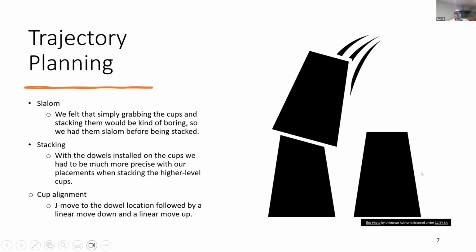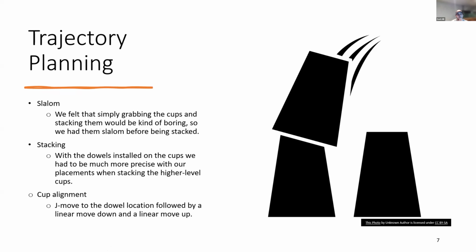And then for the higher level cups, the second row, they had to be stacked between the dowels, and we didn't have a lot of space. So that's where we were relying on the precision of the ABB robot. We got in there manually, then went directly up and taught that point as the approach point, and then went straight down to just above the cup, so we didn't crash into it and break the lower cups. I think that's about it for the trajectory planning.